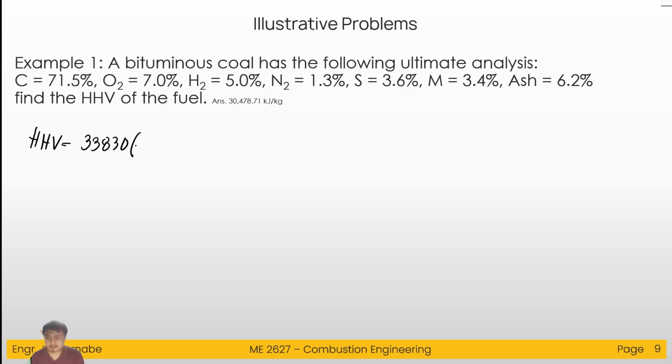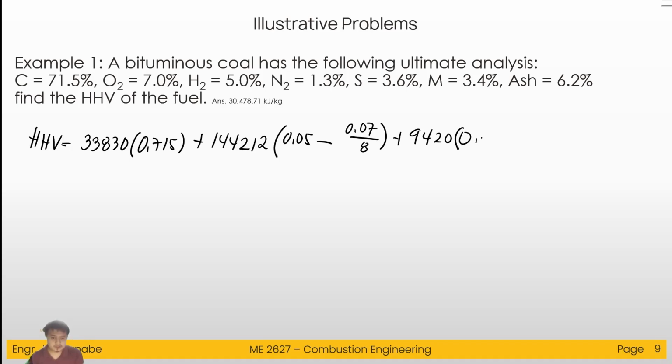So 30 times the ultimate analysis of carbon, which was 0.75, and then for the second term we have 144.2 times hydrogen, 0.75 minus oxygen, 0.07 over 8, plus 9 times sulfur, so for it, 0.06. If you solve this, you get 70.71 kilojoules per gram. Okay.